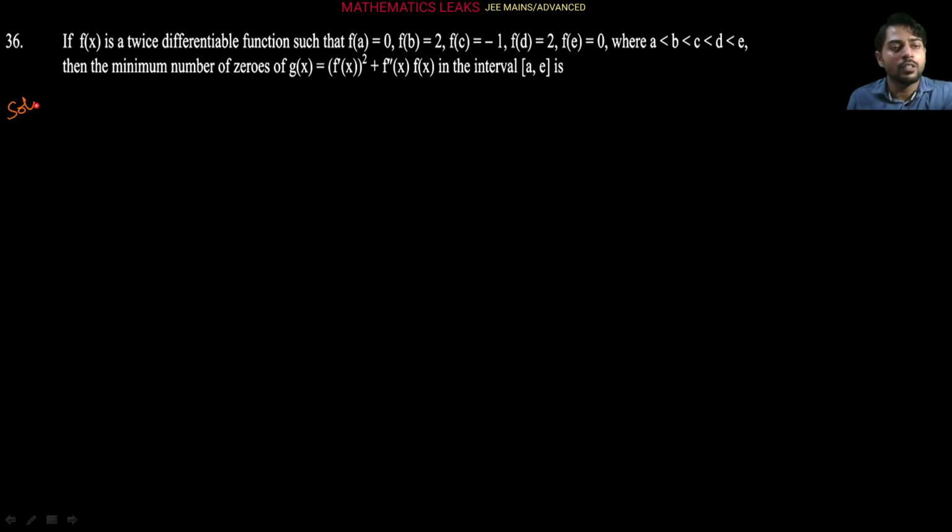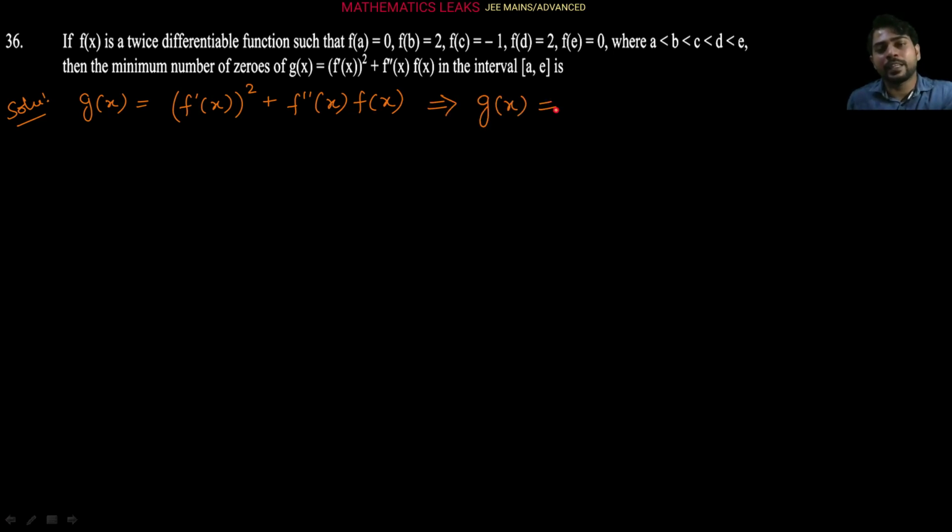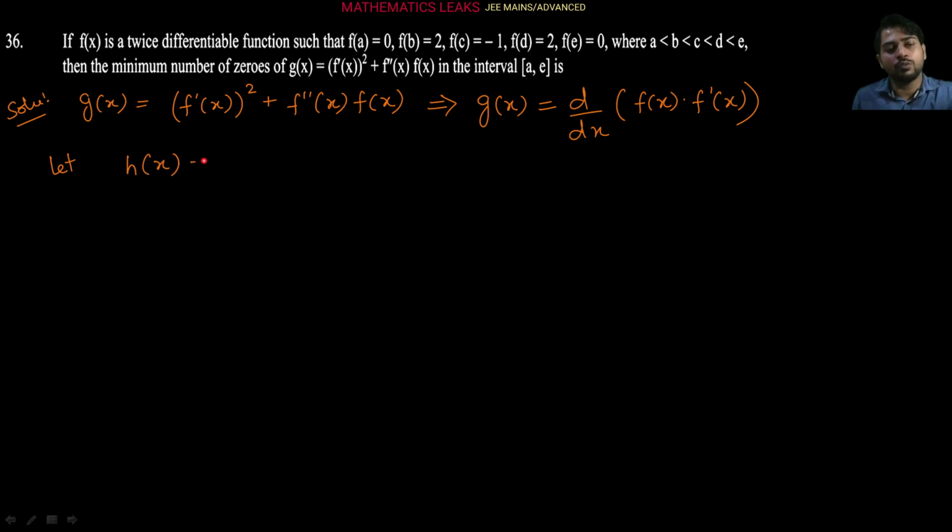So let's solve it. g(x) is given here as (f'(x))² + f''(x)·f(x). So we can also write this as: g(x) is the derivative of the function f(x)·f'(x). Let's suppose this is our new function, h(x). So let h(x) = f(x)·f'(x).